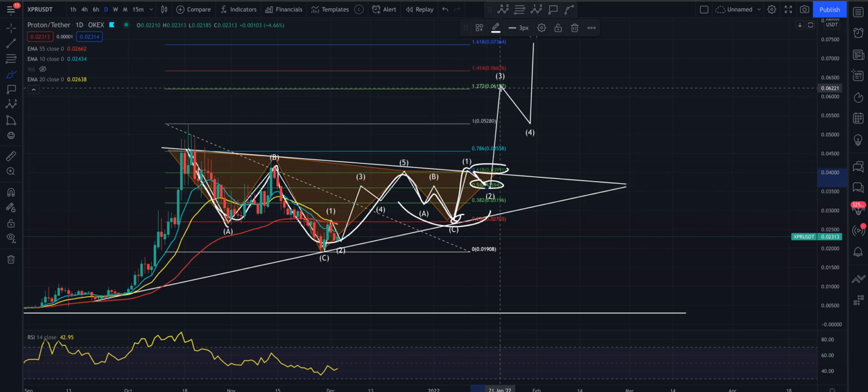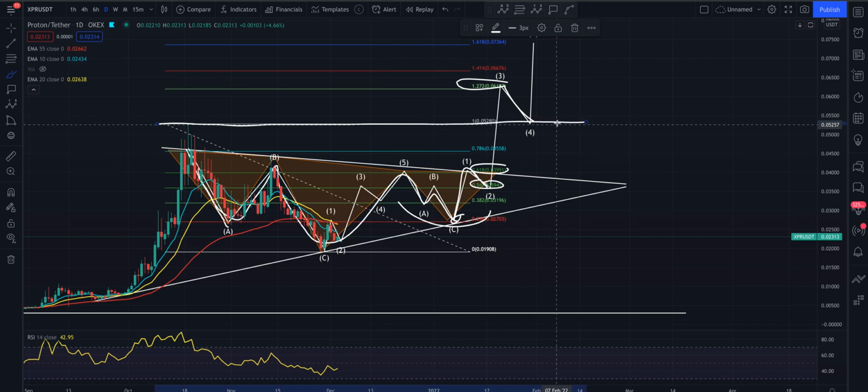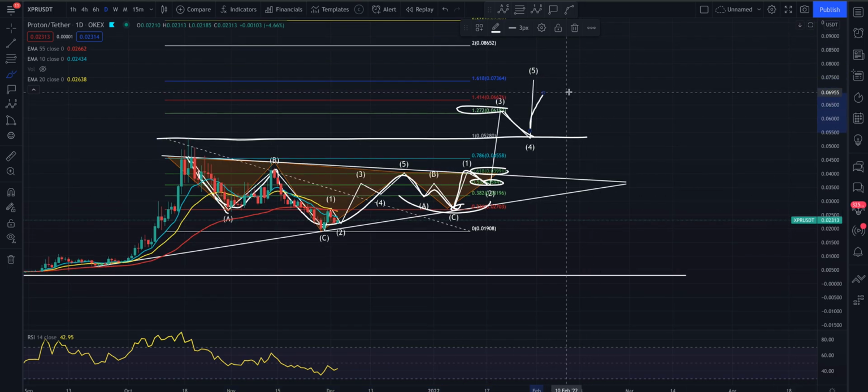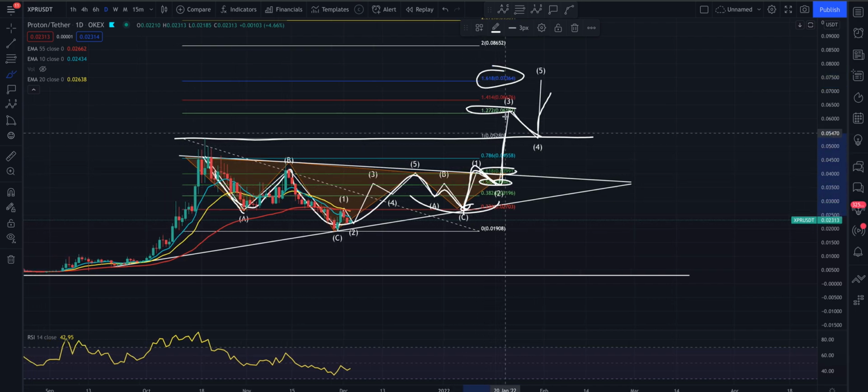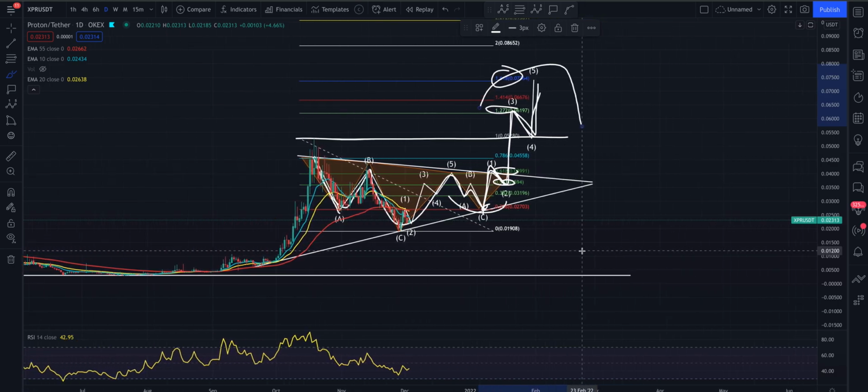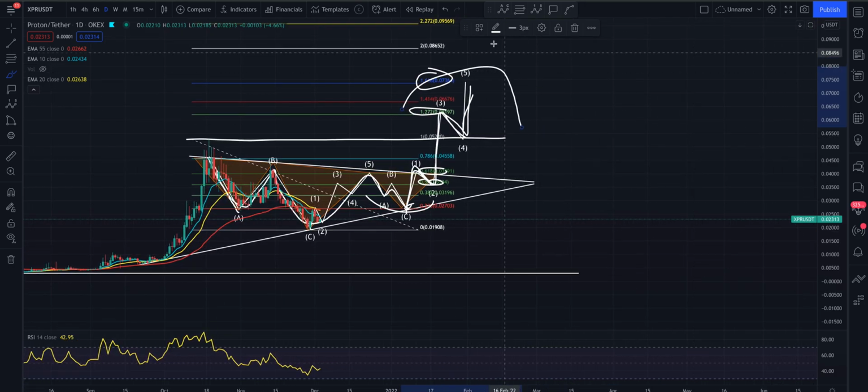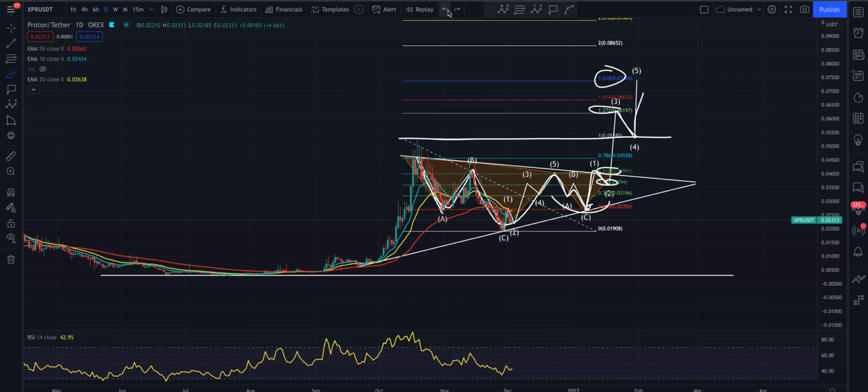Get your breakout to the 1272. Come back to the all-time. Yep, come back to this swing high for support here, and then get your breakout to the 1618, which is my wave 5 and my projections for this bull run. So wave 1, 2, 3, 4, 5, and then that's where you start to roll over into any of your bear market. So that is my minimum forecast for XPR.